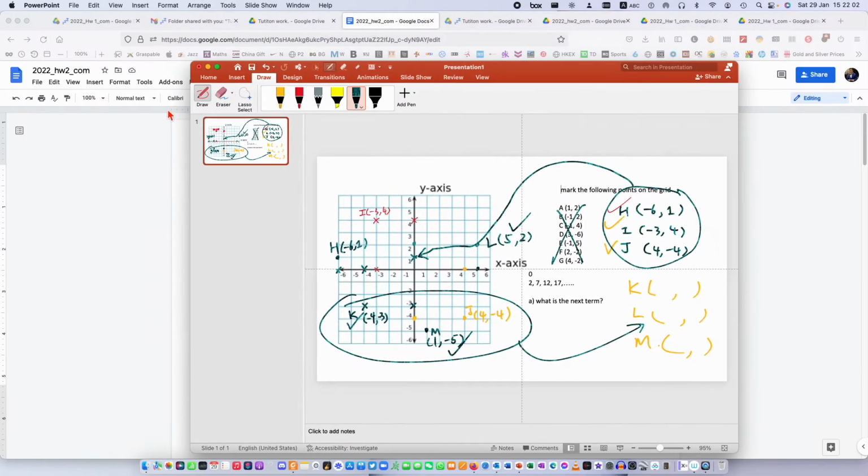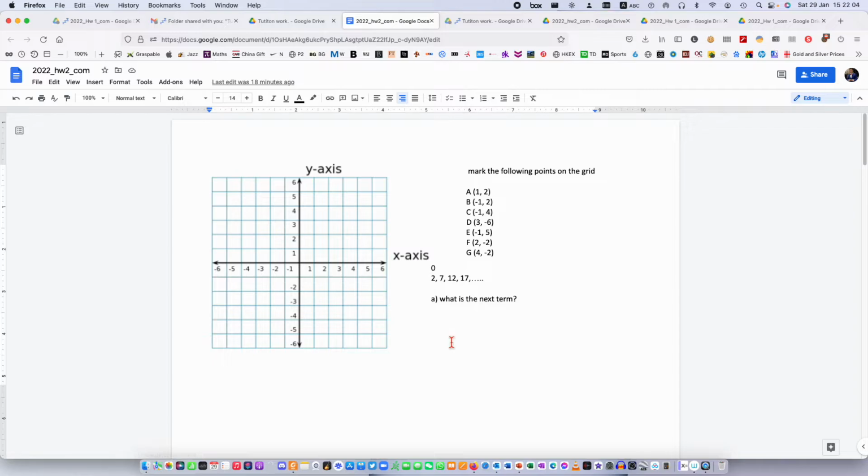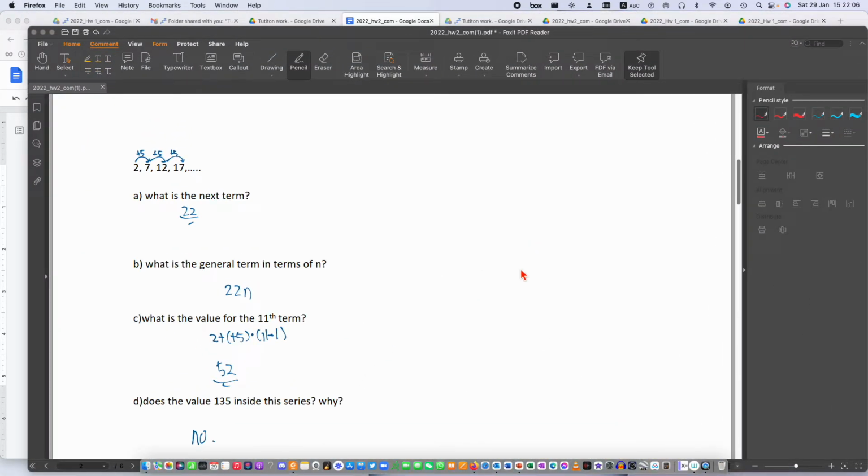So let's take a look at our question. The next one, this is what? Number pattern, right? So what is the next term? So you just plus 5, right? So you get 22. Okay. So what is the general term in terms of n? So how do you get the general term? What's the formula?